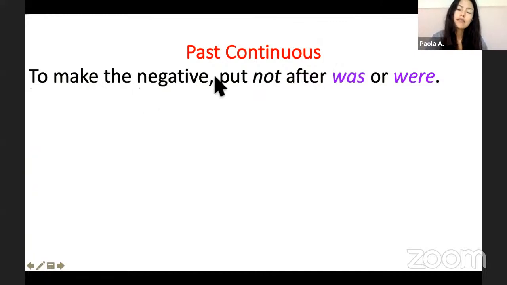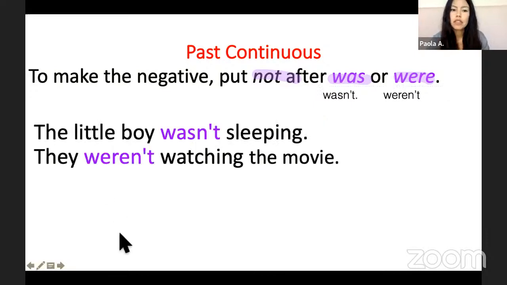Now, when we want to make a negative, we put not after was or were, and we always use the contraction, right? It is either wasn't or weren't. So for example, the little boy, negative: he wasn't sleeping, right? If we talk about the previous example, we have the negative. This comes from was not, but we always use contraction in informal conversation, right?